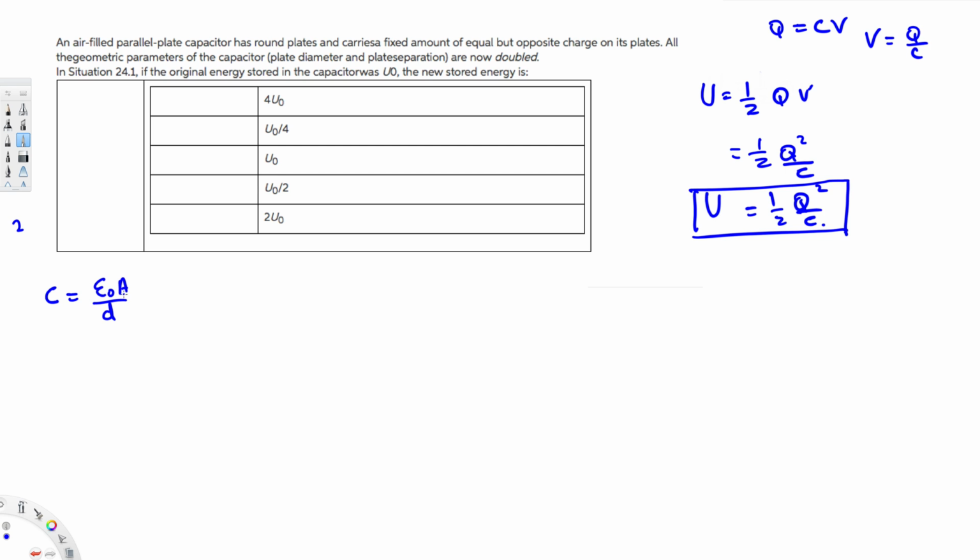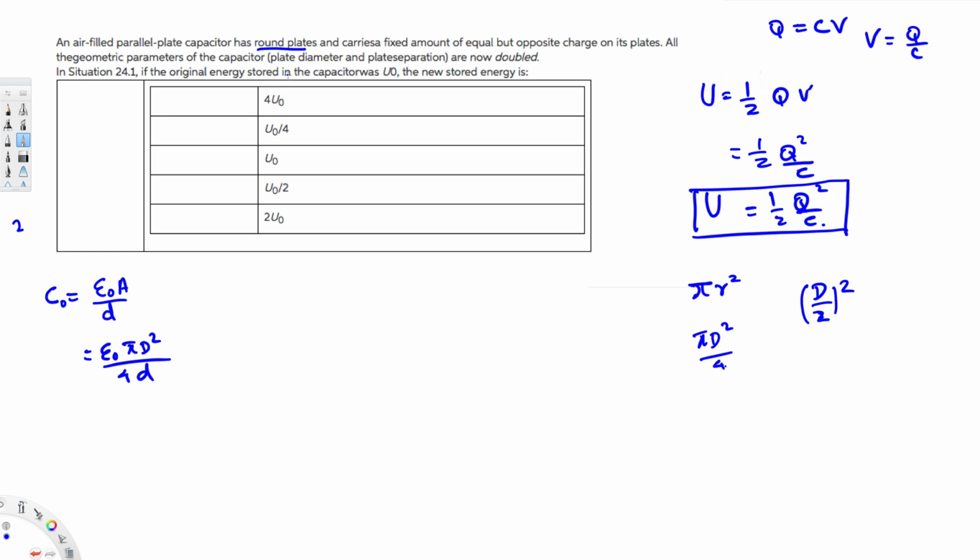So let's look at the original condition when we don't change anything. Since they are saying it's round plates, we are going to use the area of the circle. Area of the circle is pi r squared. Since it's related to diameter, we know that d by 2 is equal to the radius r. If I square this, it gives us pi d squared divided by 4. So instead of area, we can plug in pi d squared divided by 4. This is going to be epsilon naught times pi d squared divided by 4 times d. This is when we don't change anything, so let's say this is the initial C naught.